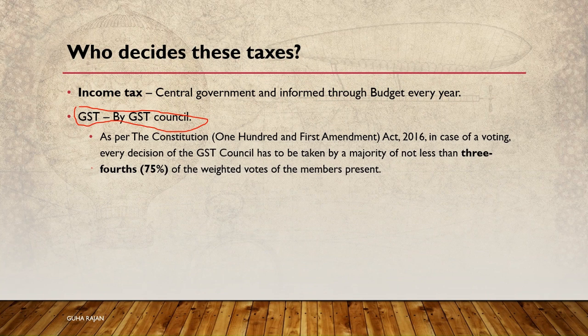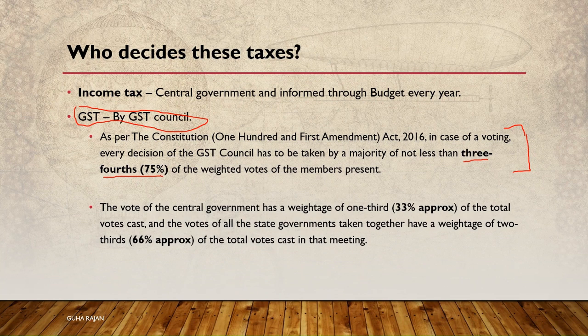So if you look at it, the main clause as per the Constitution Act of 2016, in case of voting, particularly when the decision is taken on which taxes to have, then if it goes to voting, there are about 35 members, different states, and then there is the central government, that is the government of India, as well. So let's take an example like petroleum. If you want to bring petroleum under GST, then it needs three-fourths. That means out of 30, close to 25 to 28 council members have to vote for it.